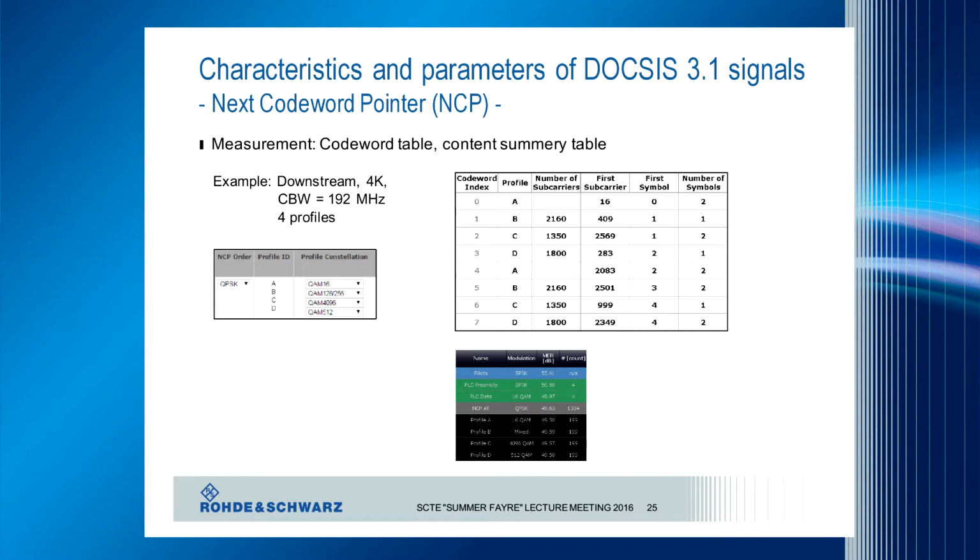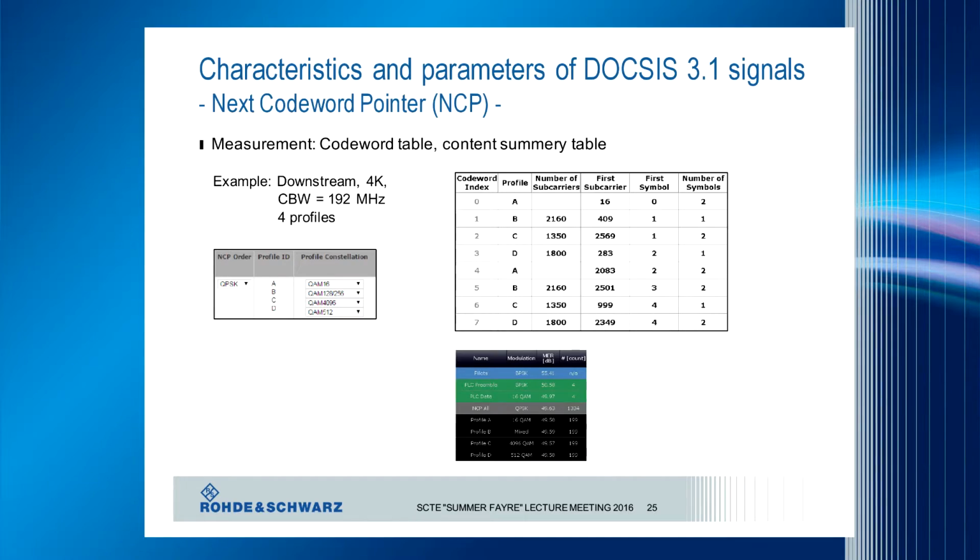So how does it look on test and measurement equipment? Here is an example from the analyzer, which gives you a table and shows in detail the distribution of the carriers to the different profiles. So here we have the different profiles. By the generator, 4 profiles were defined. You can see it here. Profile A was defined in the most robust modulation, up to a profile of 4K. And here you can see the subcarriers and symbols, of course, and the information from which carrier to which symbol the different profiles are distributed within the signal.